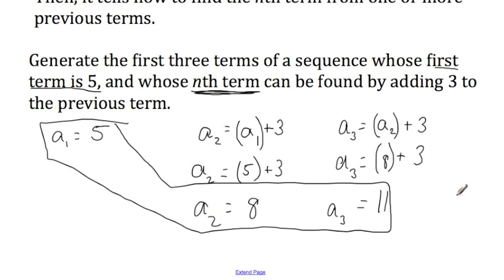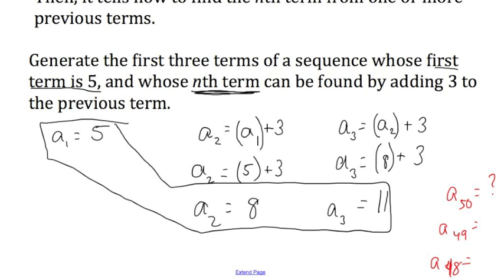Because if I want to find the 50th term, I would first have to have the 49th term. Because in order to find the 50th term, I have to know what the previous term was, so I can add 3 to it. Well, if I need the 49th term, I need the 48th term to find it. And you can see that this process is going to have to keep going. I'll need the 47th term, the 46th term, all the way down until I get to that very first term. So if I want to find the 50th term, that means I have to generate all 50 of those terms. And that's one disadvantage of a recursive formula.